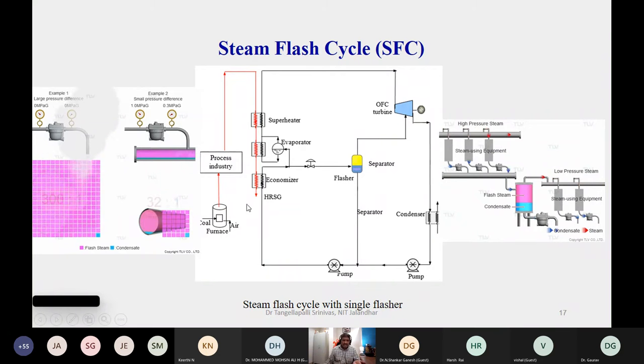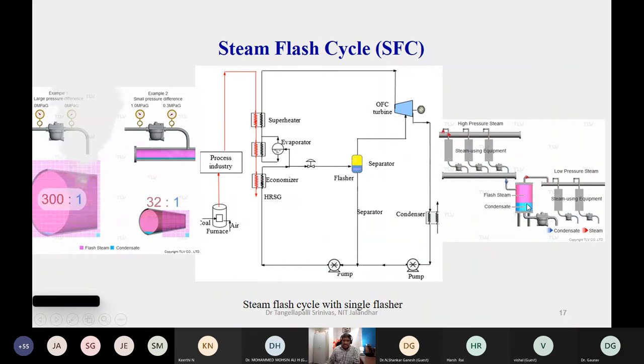On the left hand side, you can see a typical cement factory. Of course, my focus is not on the cement factory. That's why I'm not showing the furnace, etc. So hot gas is coming from the furnace of the factory, and that is used in waste heat recovery, especially the HRSG, the heat recovery steam generator, where steam is generated, expanded, and condensed. But in addition to these components, a flasher is added, like an organic flasher. The water is expanded into liquid as well as steam. The additional amount of steam is supplied so that the output is increased.